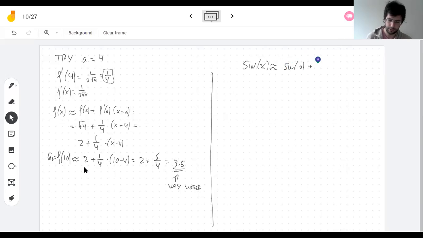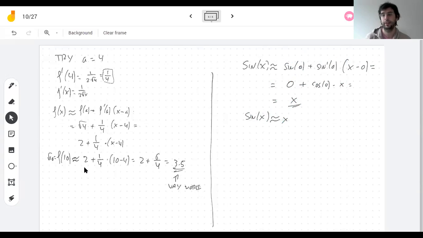So this is the linear approximation of the sine of 0. The derivative of sine at 0, which is the cosine, times x minus 0. The sine of 0 is 0. The cosine of 0 is 1. So this is just x. So the approximation that the sine of x is close to x is something you see a lot.